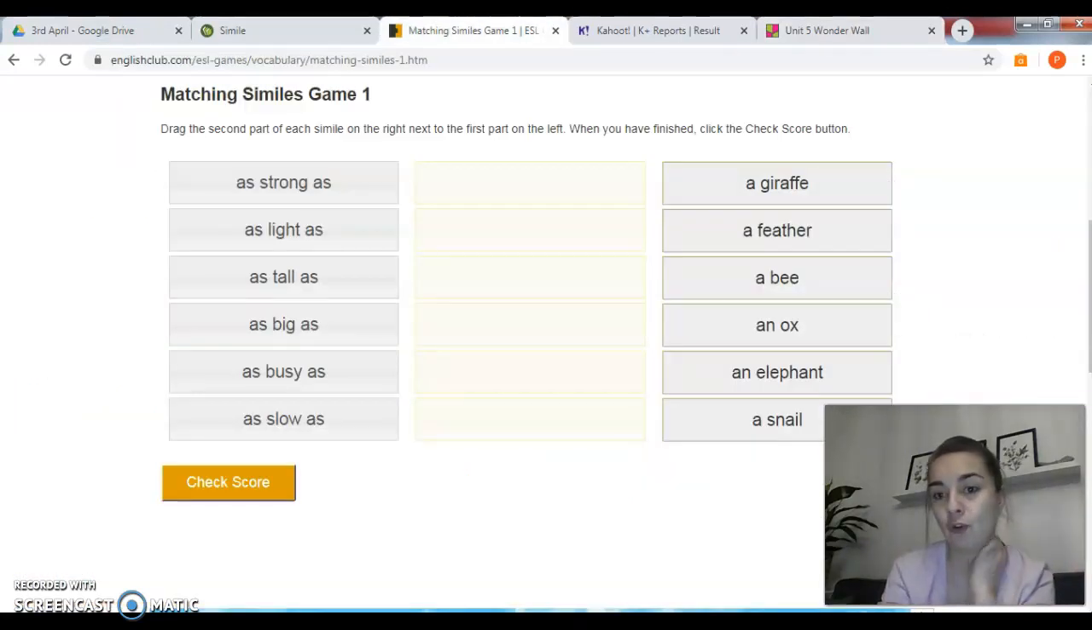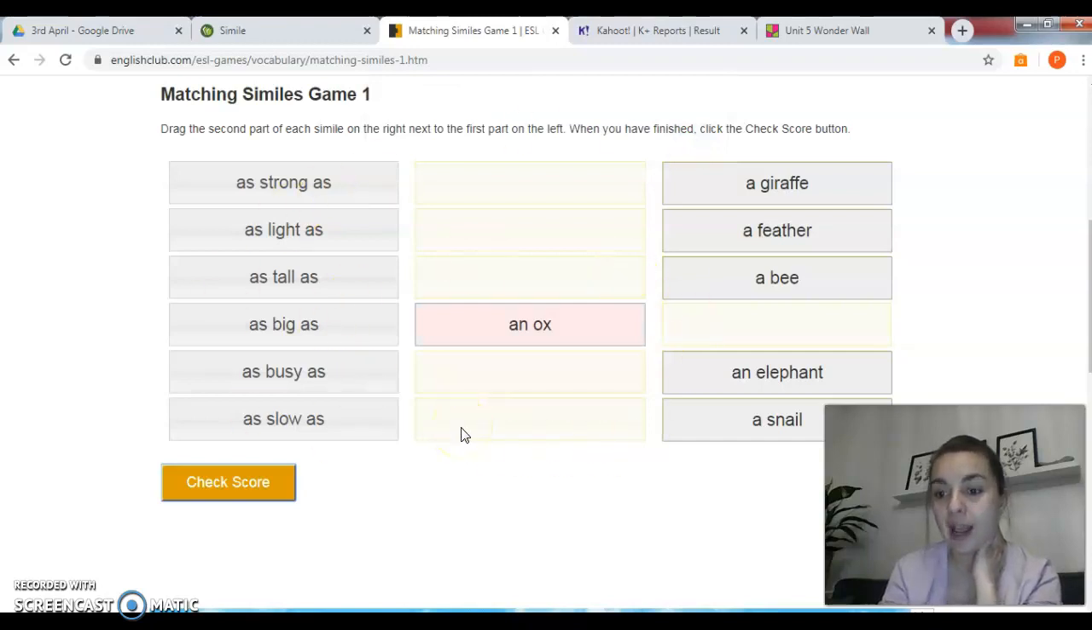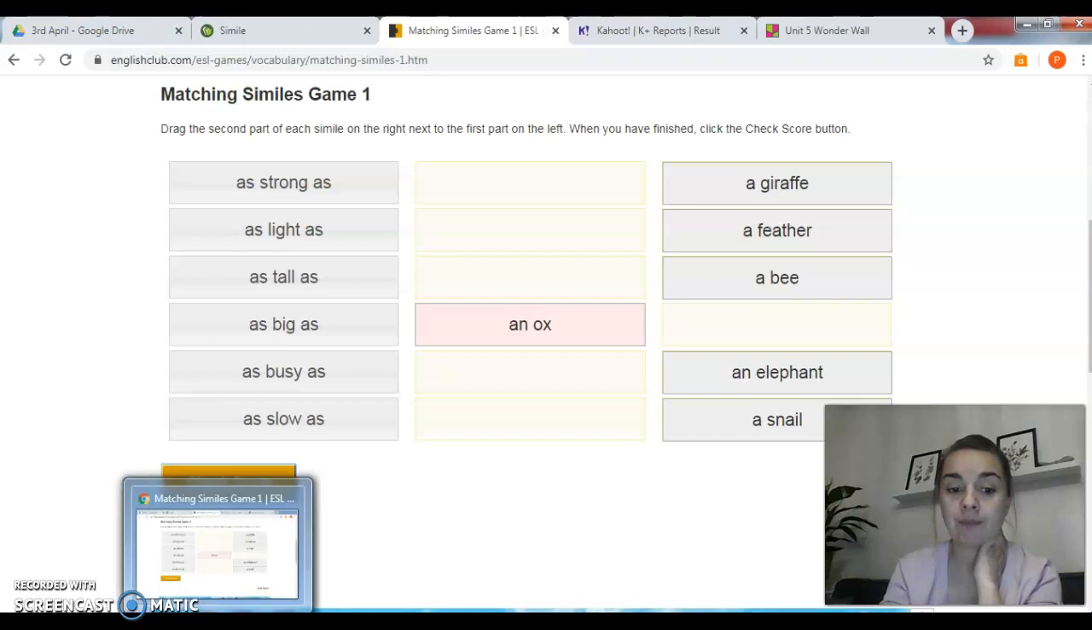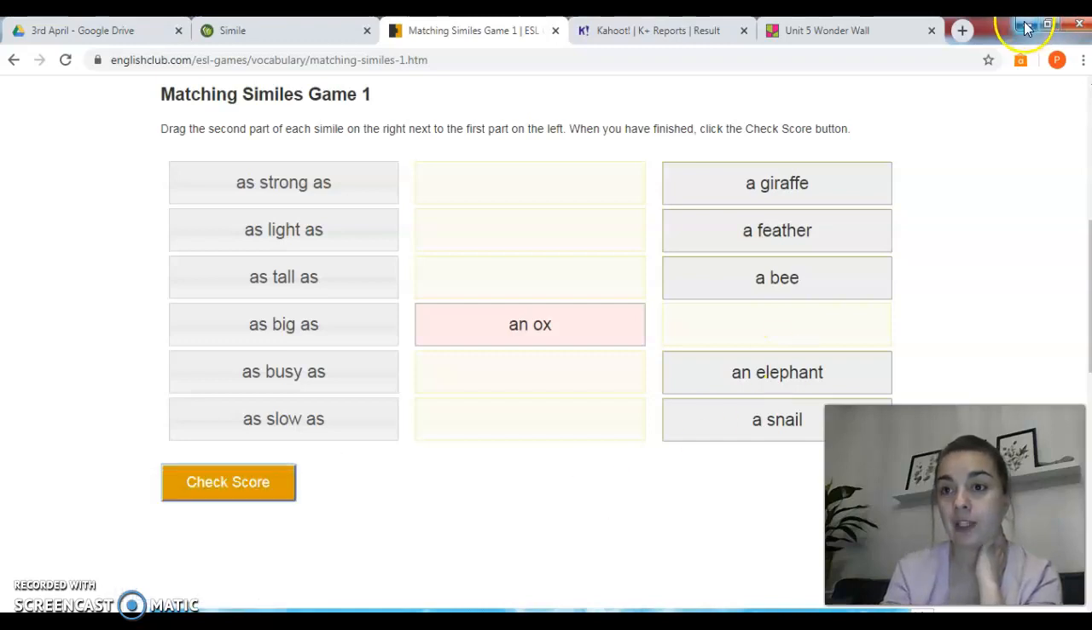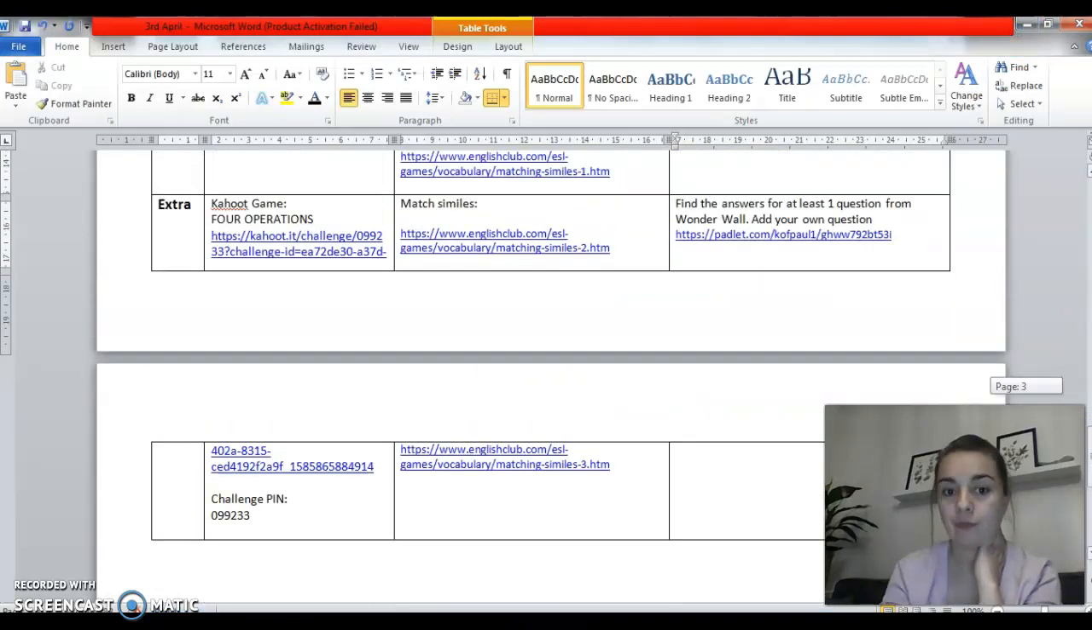So, as strong as, do you think that we should say as strong as an ox? So you just choose the answer you think is correct and then you check your scores. My score is 0, of course, because I didn't want to show you the good answers. There is like one game I would like you to play, but for volunteers, again, there are 2 more games. So that's for volunteers. Extra task from English today, 2 more games.